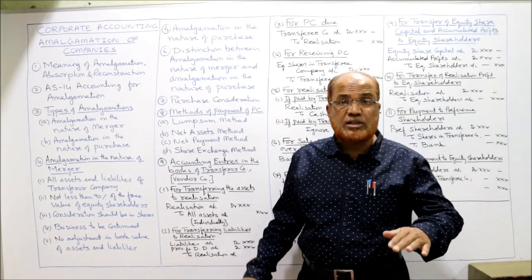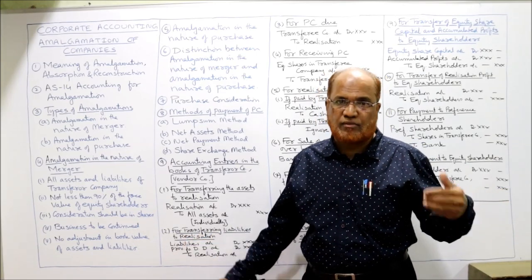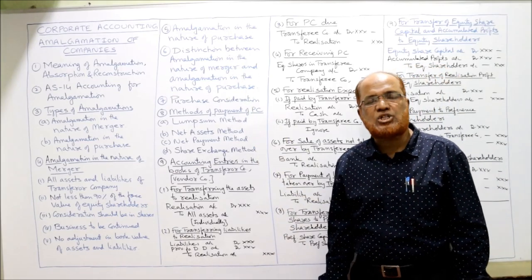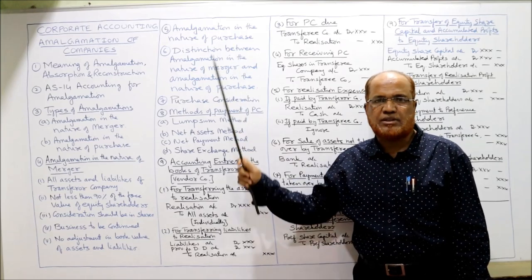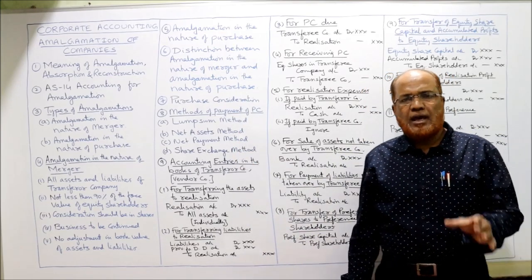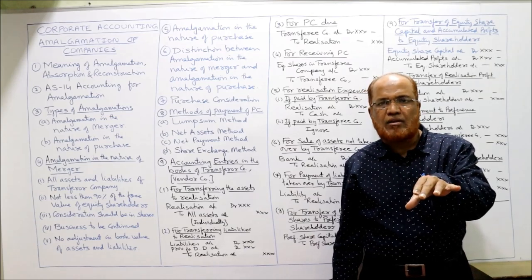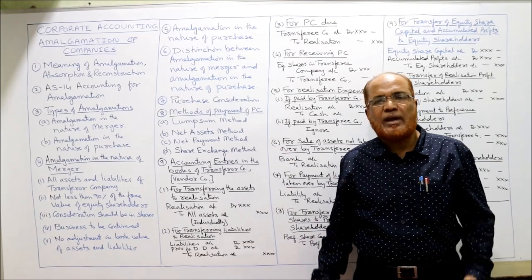And how it will affect the accounting treatment of this amalgamation in the nature of merger, we'll see. Now we'll come to the next topic, amalgamation in the nature of purchase. We have discussed merger method, now purchase method. Very simple. An amalgamation which is not in the nature of merger will be an amalgamation in the nature of purchase. When will it happen?